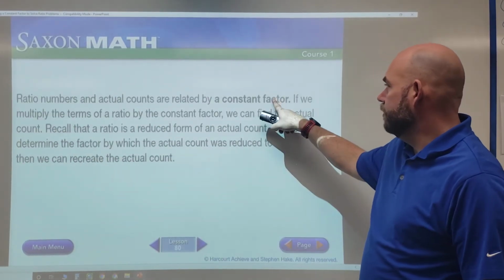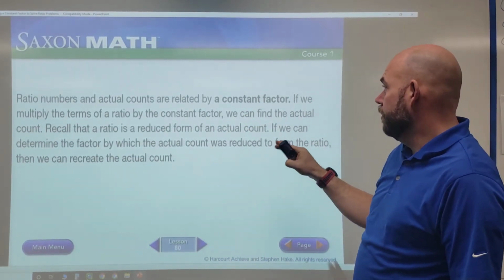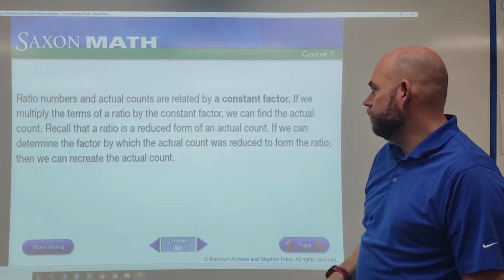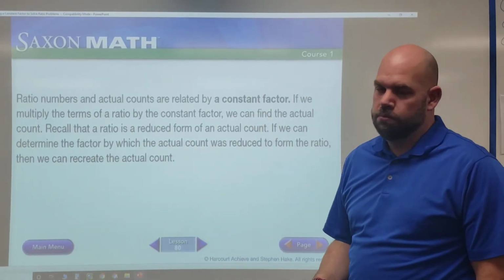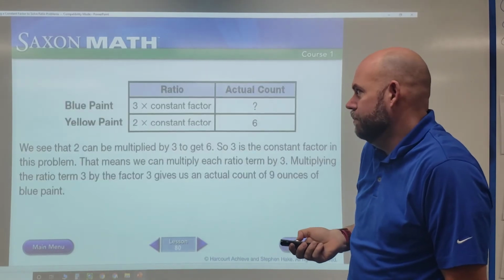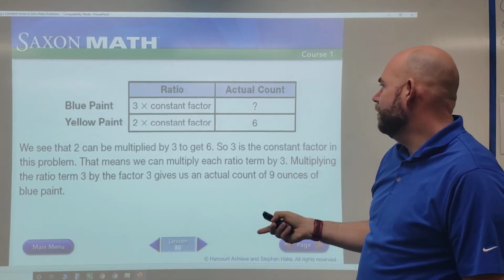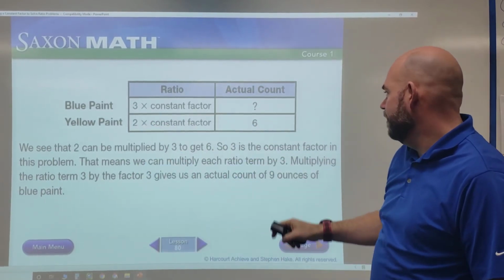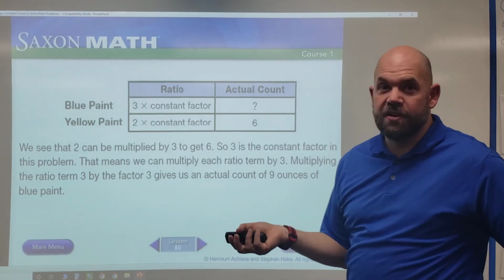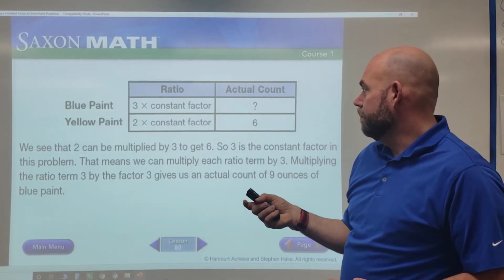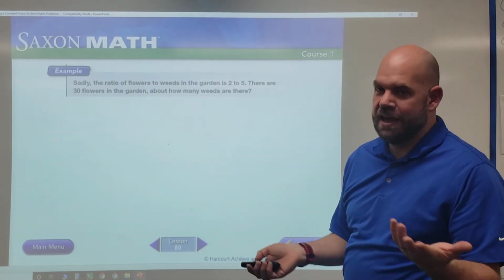Now we actually solve it by using a constant factor. If we multiply the terms of the ratio by the constant factor, we find the actual count. So recall that a ratio is a reduced form of an actual count. So if we determine the factor by which the actual count was reduced, we can recreate the actual count. What does that mean? It means we need to put in the constant factor. How do we know what the constant factor is? So we have to figure out 2 times what equals 6. So we see that 2 can be multiplied by 3 to get 6. So I guess that's our constant factor, is 3, right? So that's what we do. We just multiply it by 3, which is what we did before. It's the same as just setting that up as an equation.